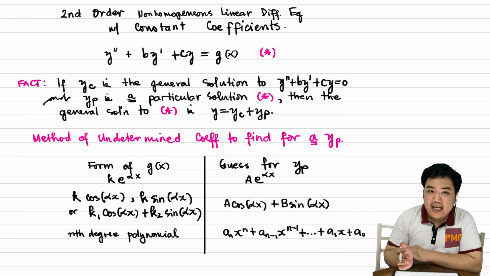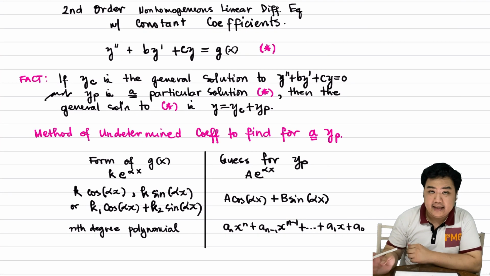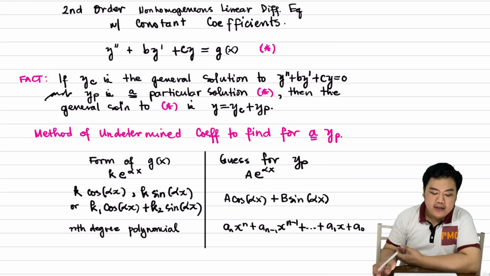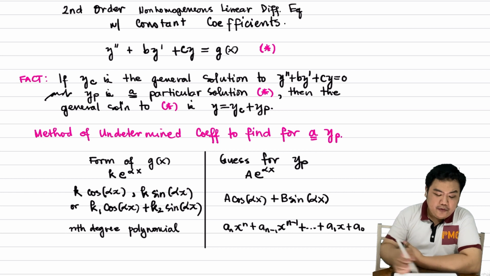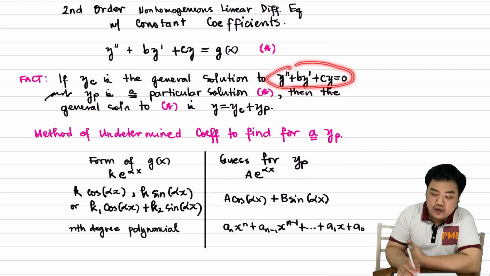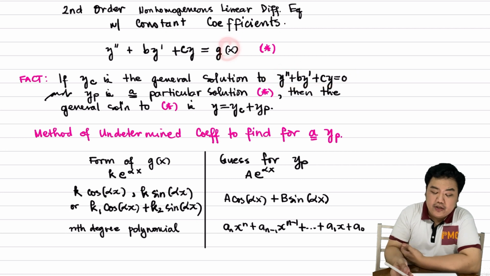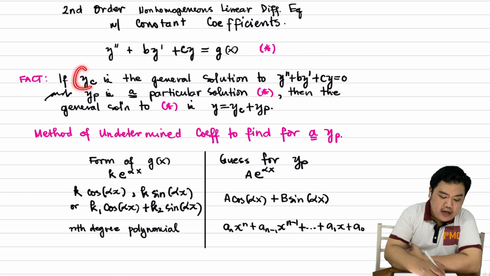So, ito yung pinaka-key step or key knowledge na kailangan natin for this lesson. If y sub c is the general solution of this differential equation, gagawin mo lang 0 to. So, this is a second order homogeneous linear differential equation with constant coefficients. Alam natin paano nagsasolve nun. Isasolve nyo muna to, and the general solution to that, we call it y sub c.